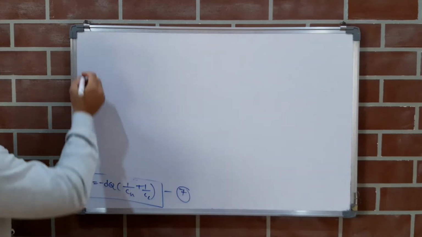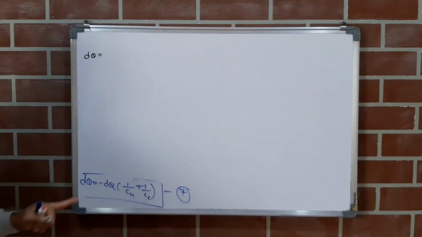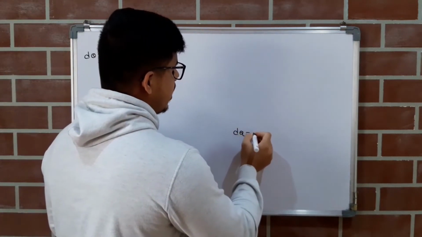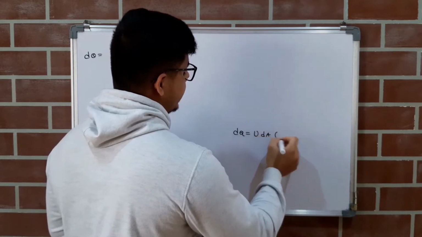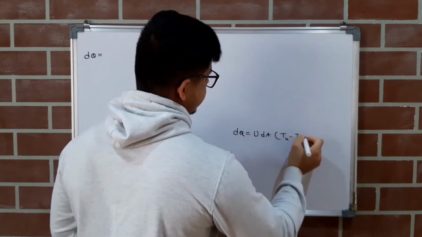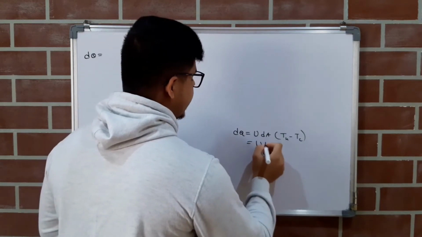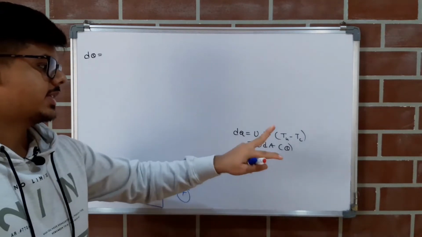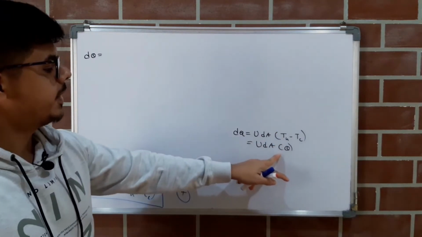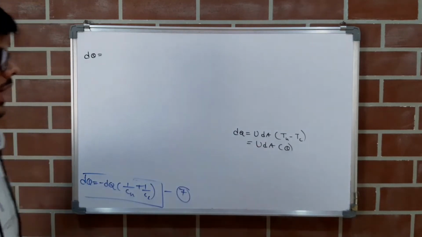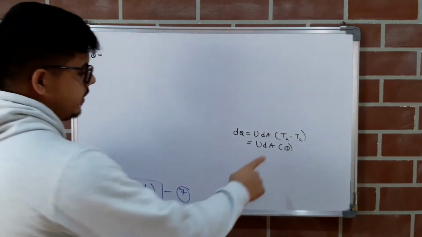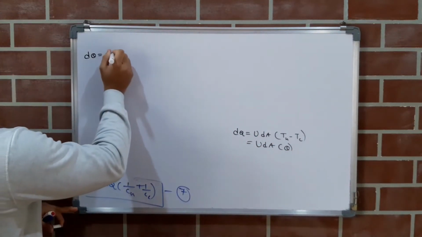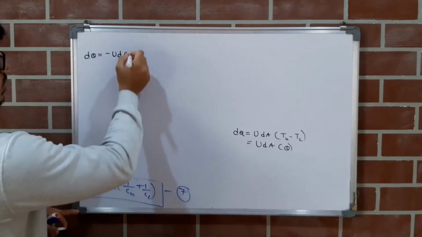So our d theta is equals to what? Minus dq. Now dq, we have the first equation. What is dq? dq is given by u dA into th minus tc, and this th minus tc is theta. So I will just replace this th minus tc as theta. You have this equation as equation number 1. Please check your copies. You had written this equation, that is u into dA into th minus tc, and I had just replaced this th minus tc with theta. So I will put this equation in place of dq. So it will be minus u dA into theta.